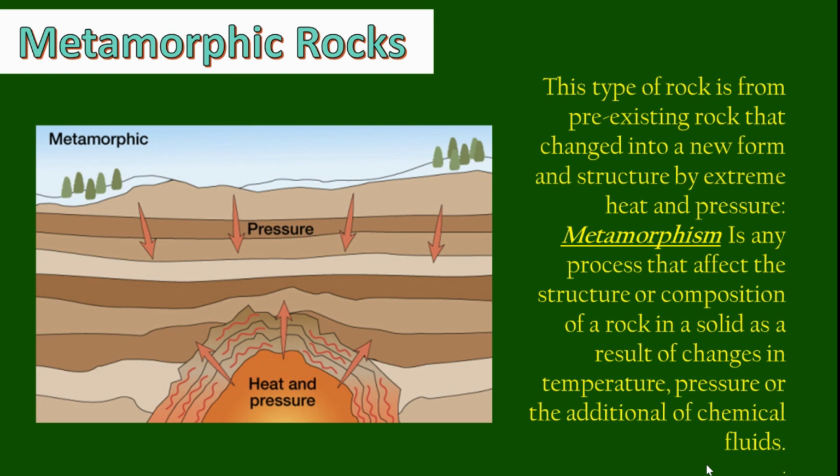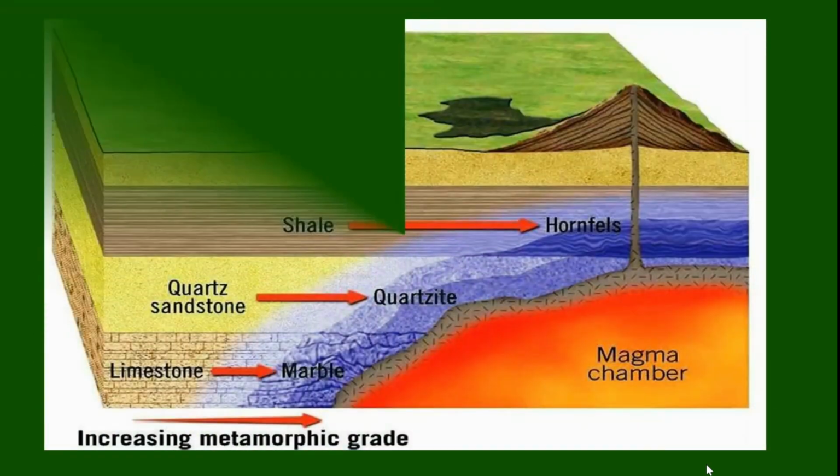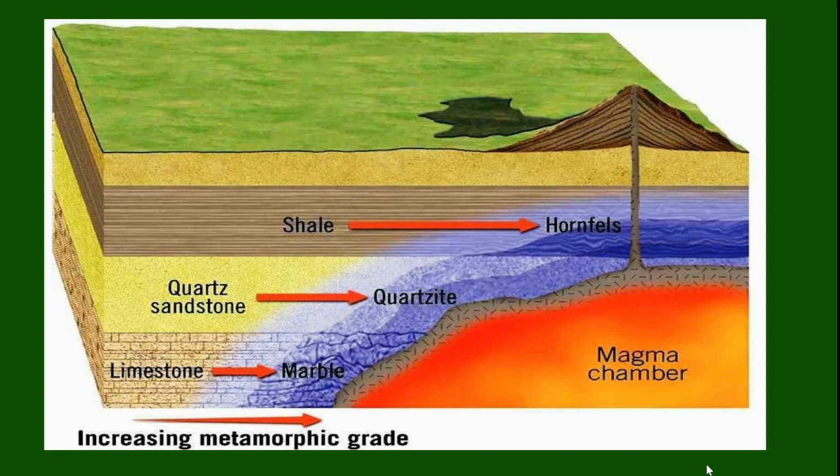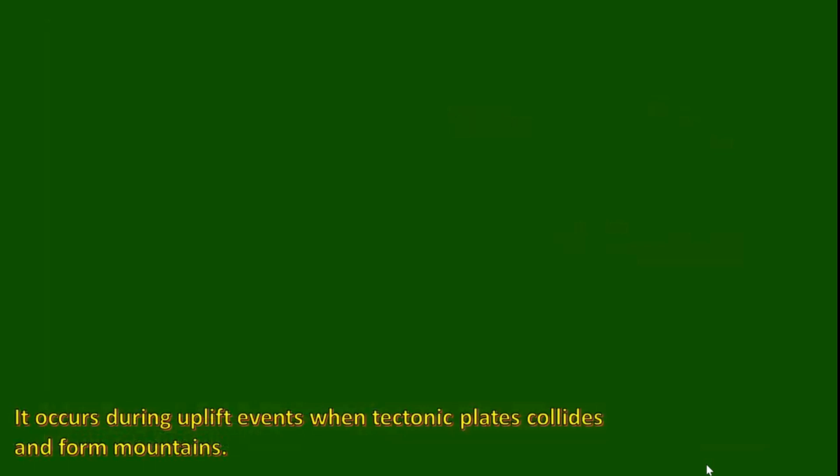Metamorphic rocks can form from any igneous or sedimentary rocks, or even another metamorphic rock. For example, the igneous rock granite metamorphoses into gneiss, and the sedimentary rock limestone metamorphoses into marble.